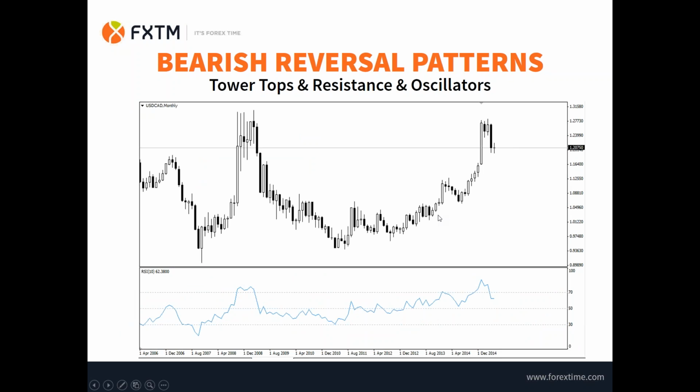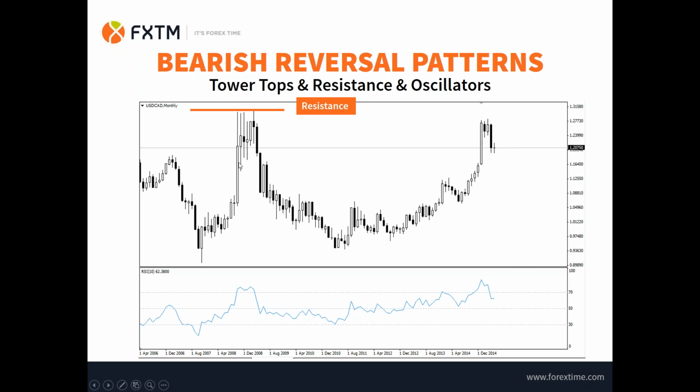All right? We go on. Tower tops and resistance and oscillators. So we combine that. I'm sure that you all agree that this is a resistance. Of course, you know my view about support and resistance and how to draw them correctly. I repeated myself many times, and I said that the resistance is always at the high price and not the closing price. And of course, the support is at the low price and not the closing price. That's why this is your resistance.